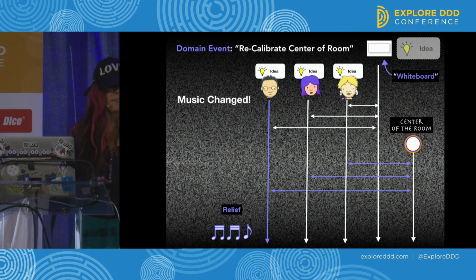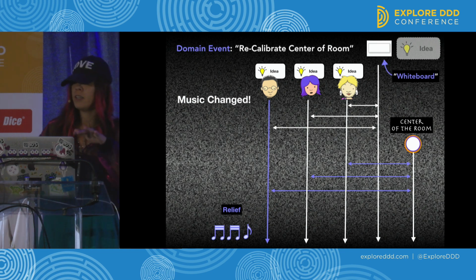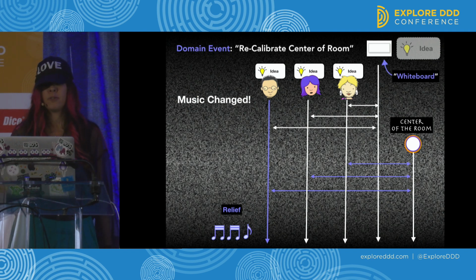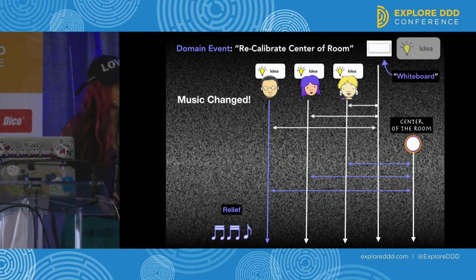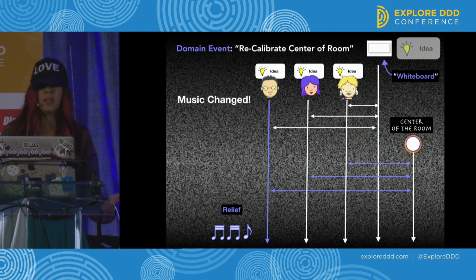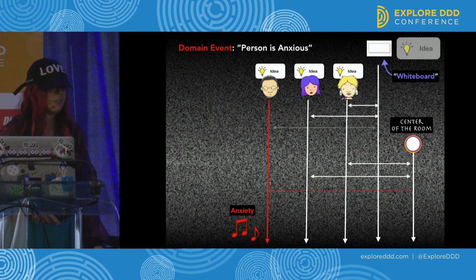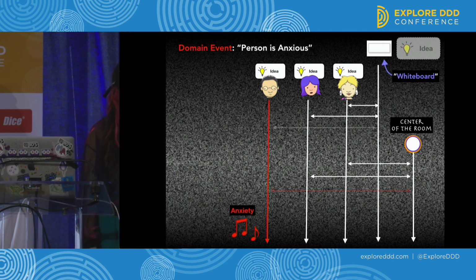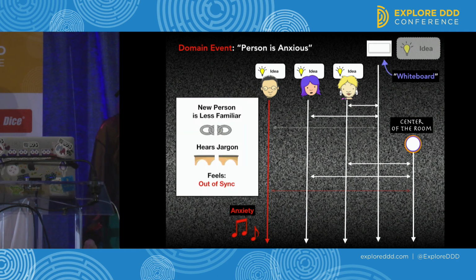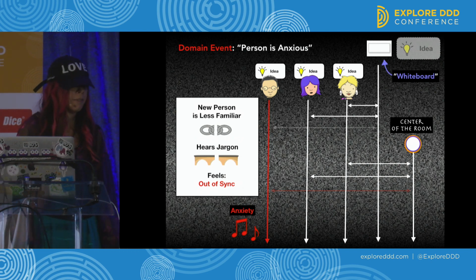And so in response to that discord, the humans basically adjust, and you see this new event of recalibration, and that person is relieved because now we're in a more normal social situation. Another domain event: this person starts getting anxious, okay? Dropping out of the conversation, and we can feel their anxiety. Well, why is this person anxious? This new person is less familiar with the problem we're talking about.